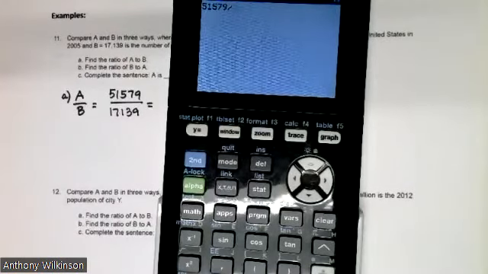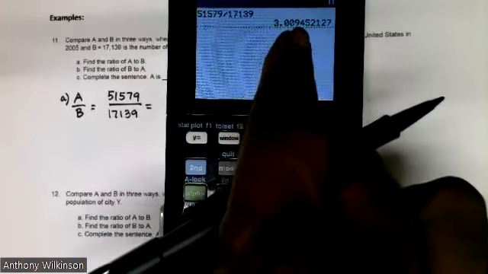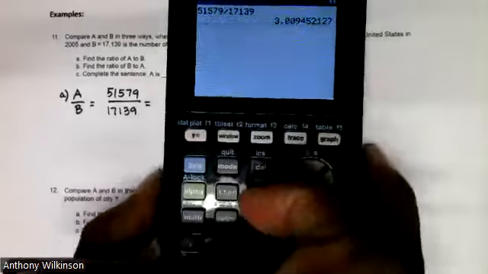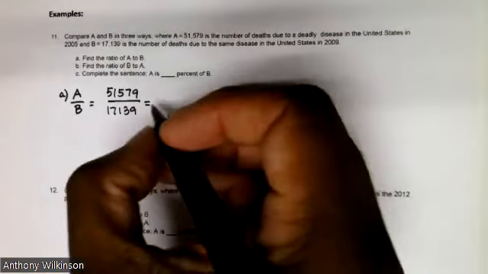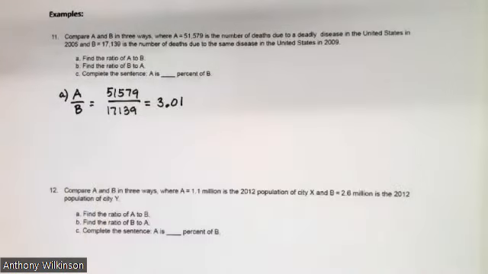51,579 divided by 17,139. To 2 decimal places, that would be 3.0, and this 9 would increase the second 0 to a 1. So it'd be 3.01 for part A.